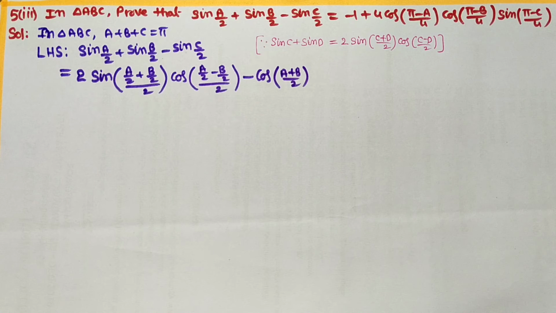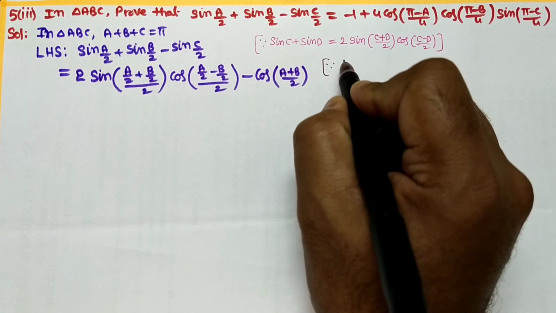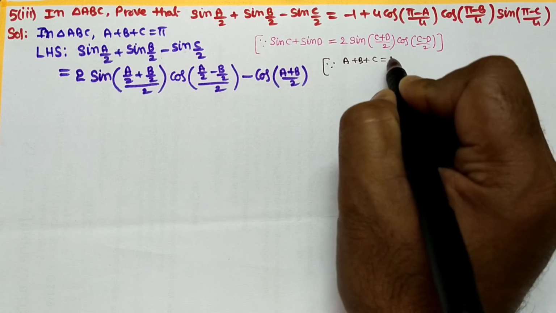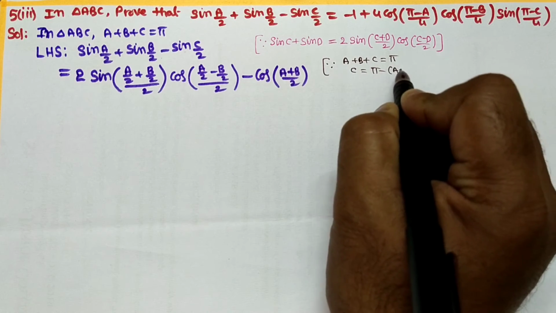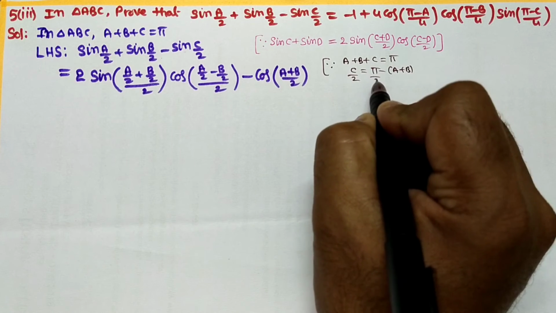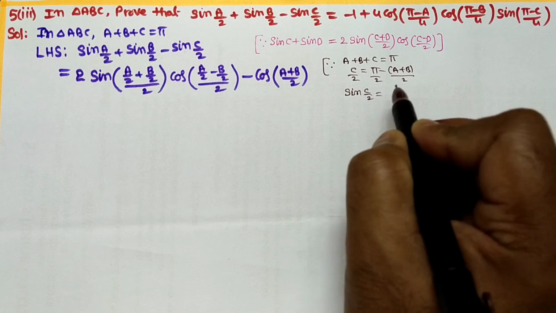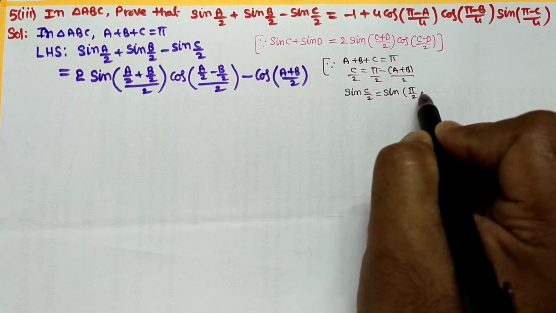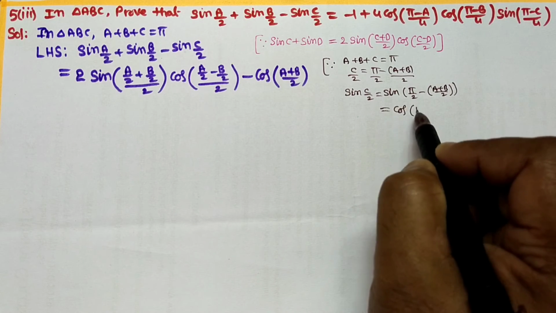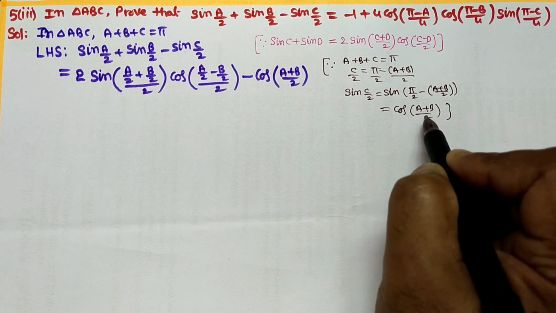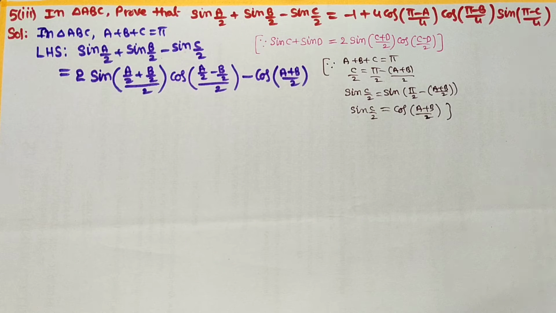We already wrote this in the previous questions, but still I am writing how it will come. A plus B plus C equal to pi, C equal to pi minus (A plus B), dividing by 2, taking sin on both sides, sin C by 2 equal to sin of pi by 2 minus (A plus B) by 2. Sin of pi by 2 minus theta is cos theta. So cos of (A plus B) by 2. That is the reason wherever sin C by 2 is there, we are writing cos of (A plus B) by 2 according to convenience.